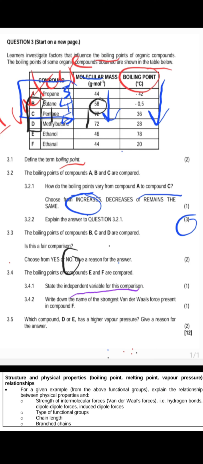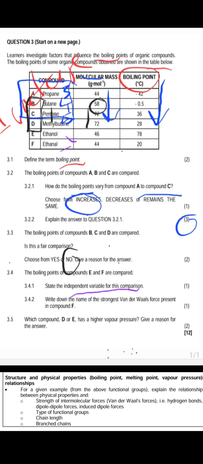Remember that there are different types of independent variables, such as the functional group. Because if you compare E and F, they have different functional groups. They are in different homologous series. Thus, they will have different types of intermolecular forces. That will be the independent variable that we can think of.